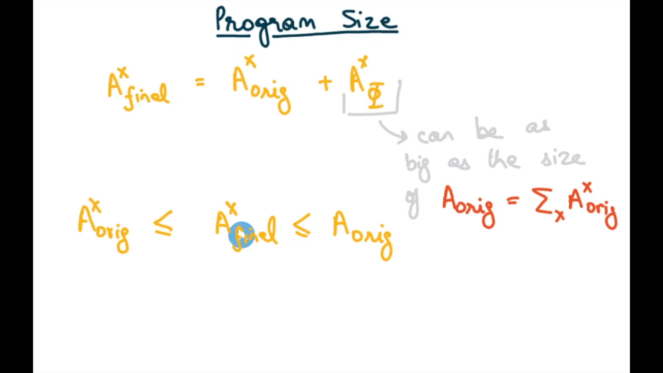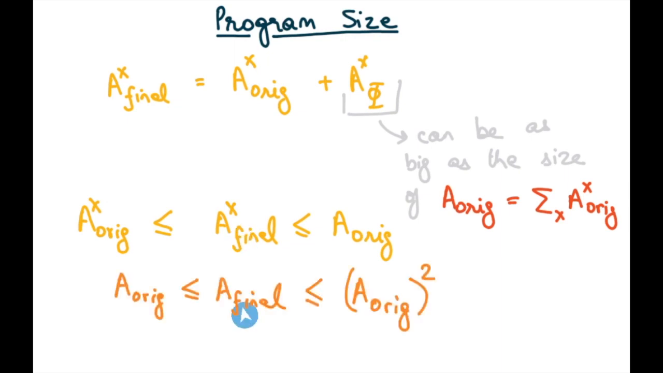If I sum it up over all basic blocks, then that becomes A final, and that can be as high as, roughly speaking, A_orig square, because the number of basic blocks is roughly proportional to A_orig. And so you multiply A_orig with A_orig, that's the upper bound. The lower bound is the summation over all the basic blocks of AX_orig, which is just A_orig. And so the total number of final assignments can be quadratic in the number of original assignments in the program. And we're going to use this later when we talk about the running time of our algorithm. So please keep this in mind.